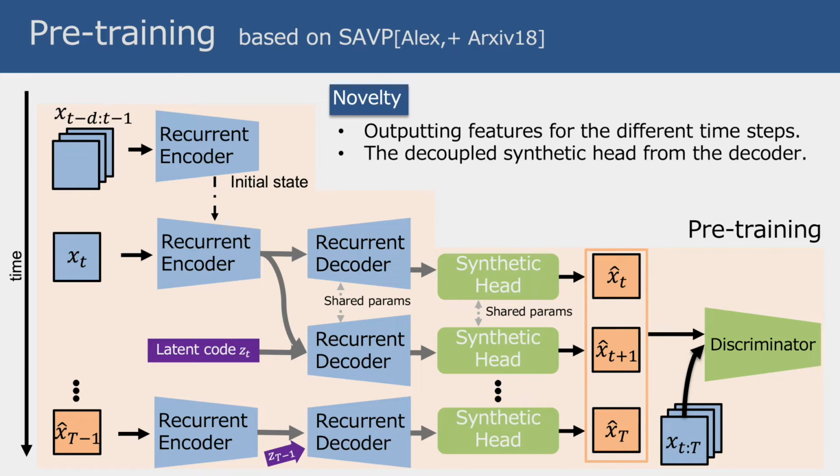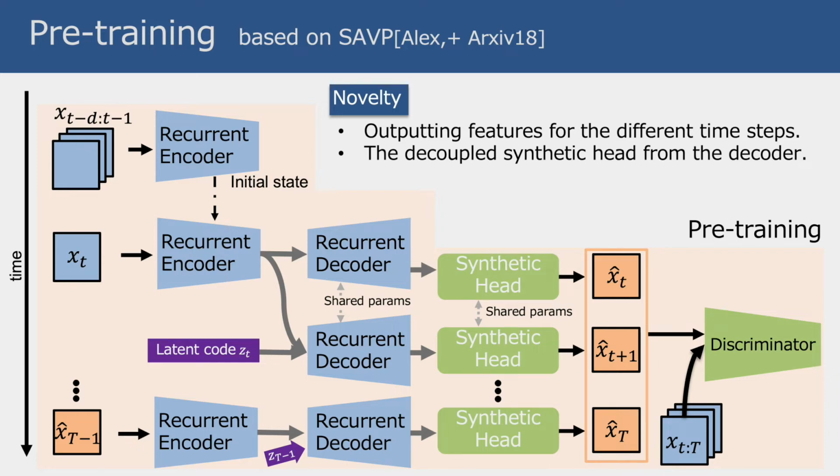To achieve these tasks, we propose modules: an encoder, a decoder, and synthetic heads. The recurrent encoder stores time series information. The recurrent decoder generates the future at different time steps based on the encoder output. The synthetic head generates the frames based on the features from the decoder.